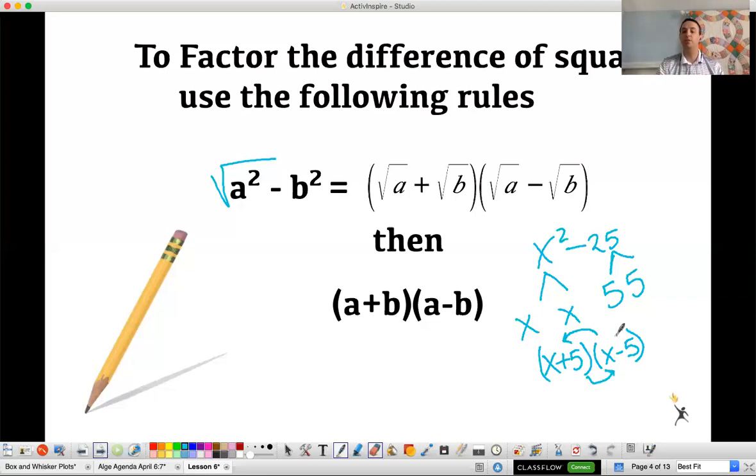But you will have a teacher sometime in your career that probably will mark that wrong if you switch them up. So the sooner you get used to putting positive 5 and then negative 5, the better off you'll be. The way this rule is written makes it look really confusing, but once you break it down in number terms, it's not too bad. So let's jump in and try a couple like that.